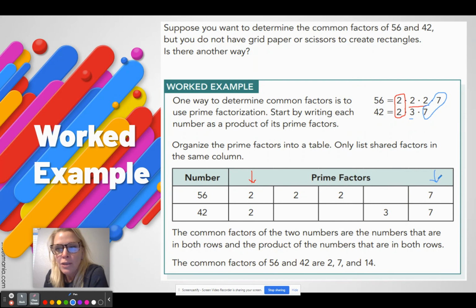The way that you find the common factors is you look right here and you circle them like this. 2 is a common factor for both 56 and 42, and also 7 is a common factor for 56 and 42. To find the greatest common factor, what do you think you're going to do? You would multiply 2 times 7 to get 14.